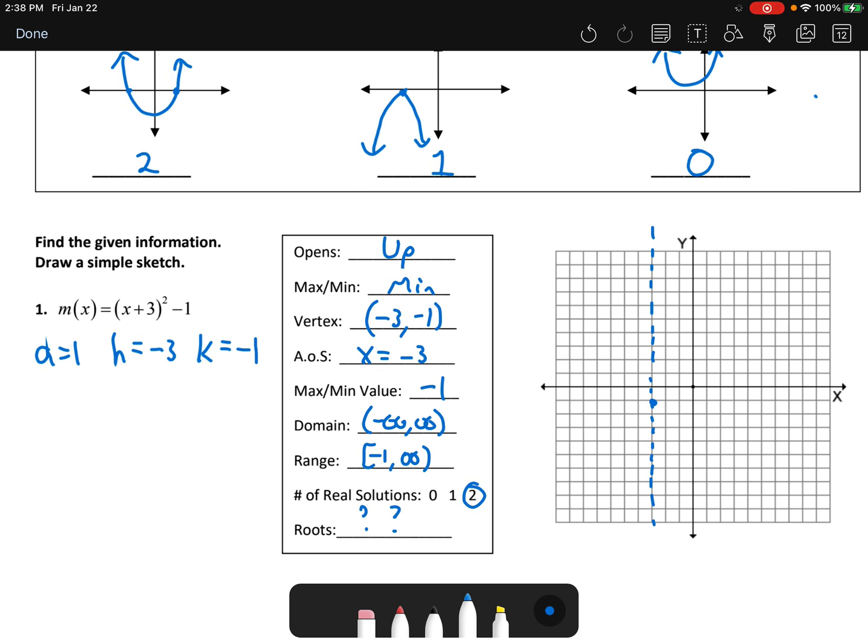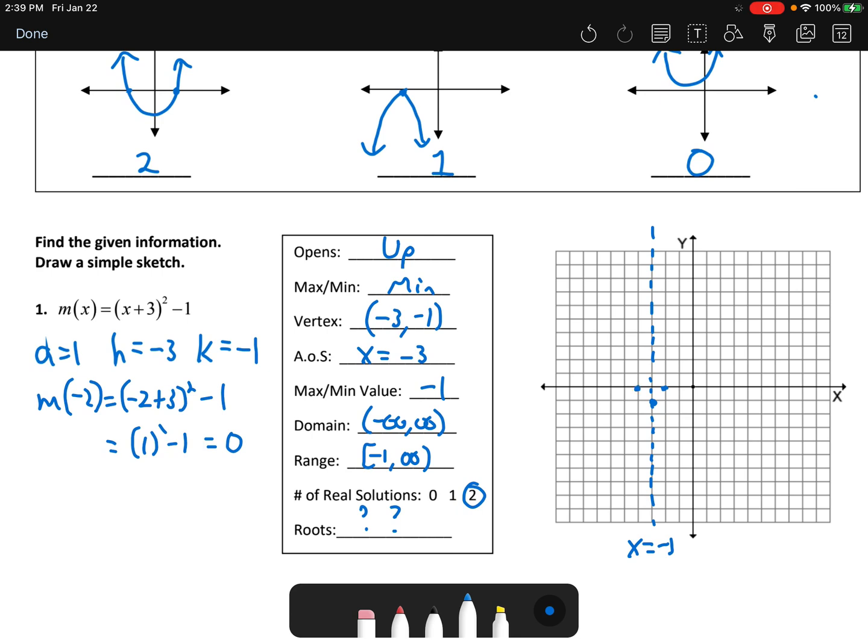But we can come up with another point. Pick a point that's close to the axis of symmetry, which is x equals negative 3. Okay? So how about negative 2? That's close. So negative 2 plus 3 squared minus 1. We need to find another point. Well, that's 1 squared minus 1, which is 0. Hey, we got lucky. We just found the root. Negative 2, 0 is a point right there.